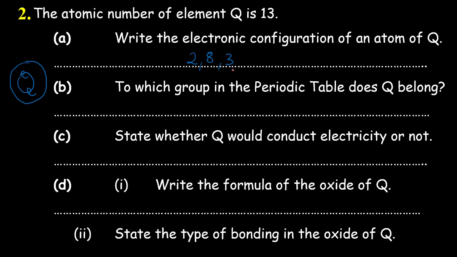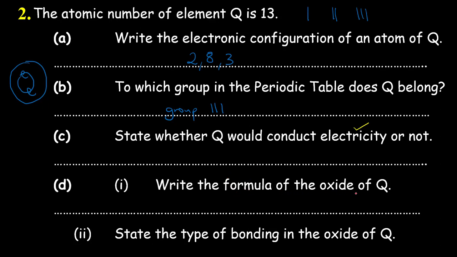To which group? Look at the last energy level. It has 3 electrons, so it will be group 3. You can use Roman numerals. State whether Q would conduct electricity. Now, here we need to know that Q is a metal, a non-metal. And because it has 3 electrons, that means from group 3. And we know that from group 1, group 2, group 3, we are having metals. Metals are from group 1 up to group 3. And because our Q is in group 3, it's a metal. So obviously Q would conduct electricity.